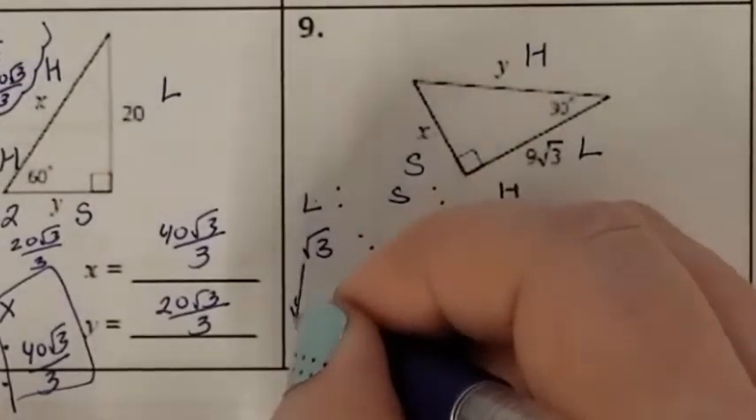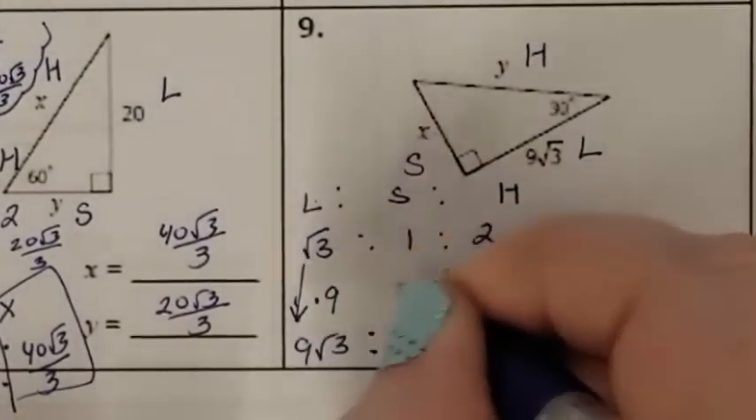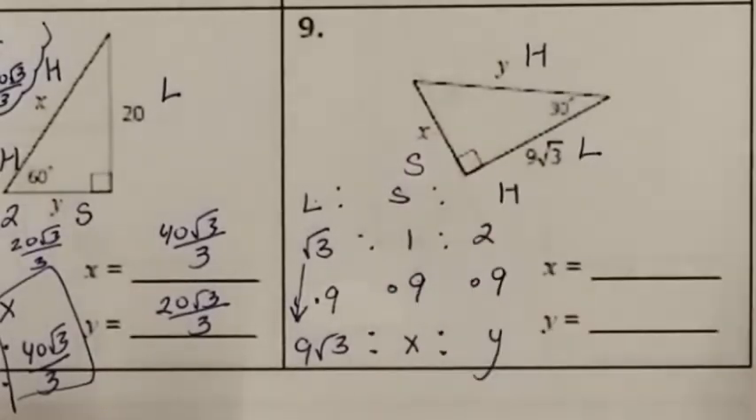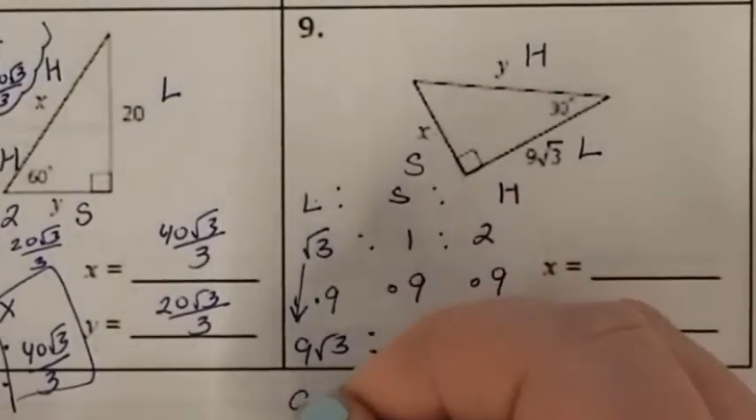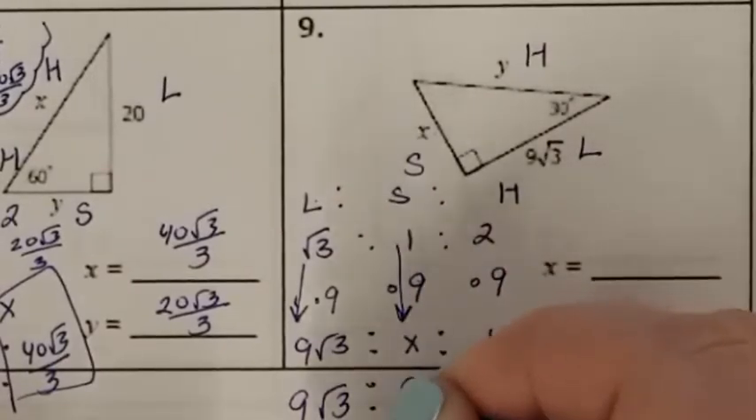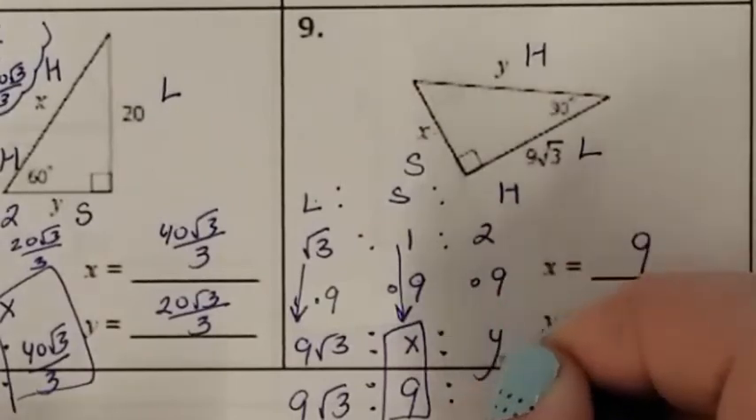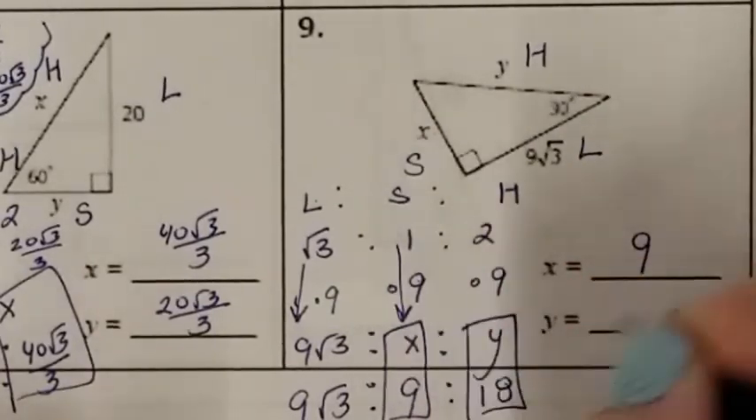So I need to figure out what did I multiply root 3 by to get 9 root 3. He was multiplied by 9, which meant everybody else is going to get multiplied by 9 as well. So this was already a 9 root 3. 1 times 9 gives me 9, so my x is a 9. 2 times 9 gives me my y, which is an 18, so my y is an 18.